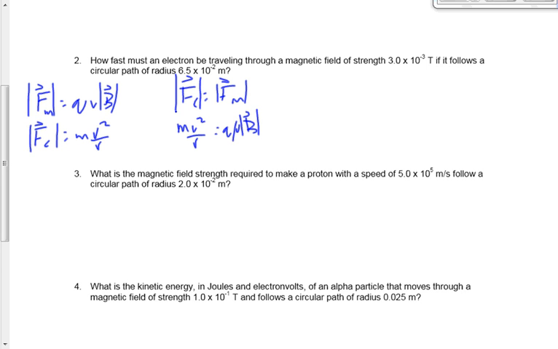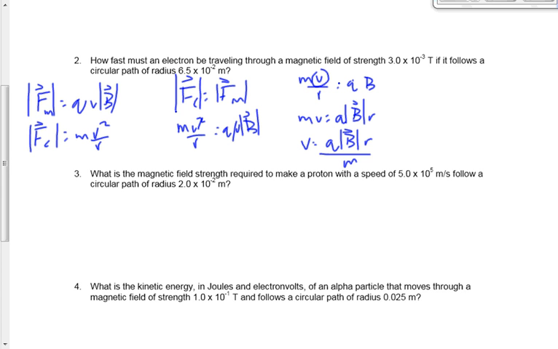Now we know that one of the v's cancels on each side, leaves us with mv over r equals qB. Now we're looking for speed here. So we've got to take the r up by multiplying. It becomes mv equals qBr. And then we've got to take the m down by dividing. So v is equal to qBr over m.